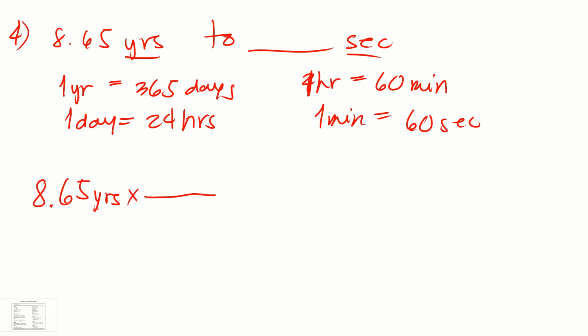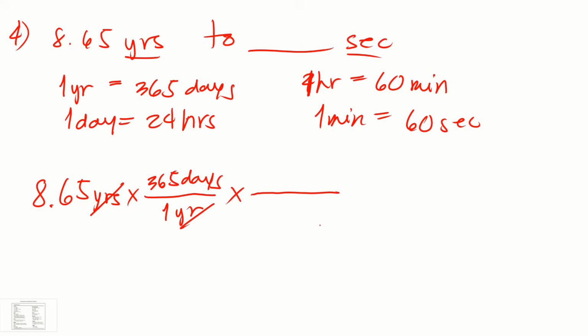Here, meron tayong 1 year is equal to 365 days. So ilagay natin si years sa denominator para ma-eliminate natin siya, and then 365 days sa taas. So we can now eliminate this one. And then, wag muna kayong mag-perform ng operation. Ilagay nyo muna lahat ng conversion factor. So next, convert days into hours.